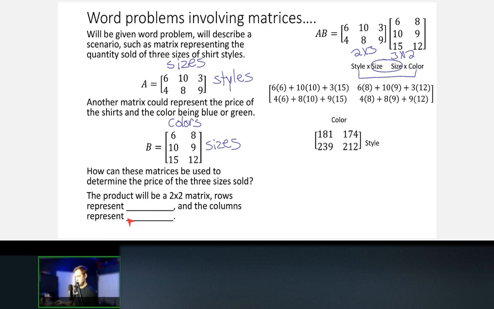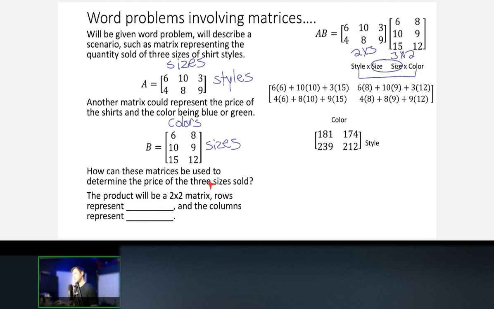So, these blanks right here. The rows represent the style, so that style would go here. And then the columns represent the color, and that would go here. And then you're also going to have another blank where you actually have to enter the answer that you get. So you have to enter your solution, the product of these two matrices. So that's it.